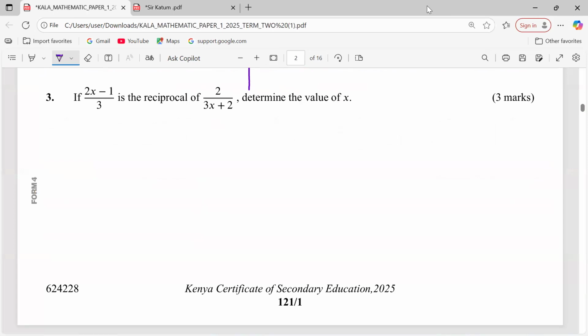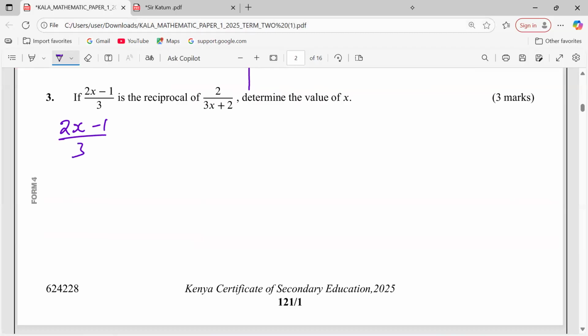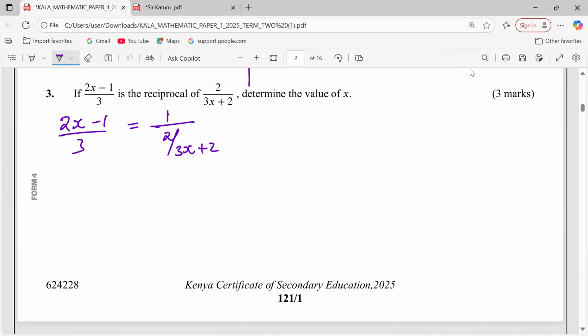Number 3. 2x minus 1 over 3 is the reciprocal of 2 divided by 3x plus 2. Determine the value of x. So this one, let me start just as it is. 2x minus 1 over 3 equals the reciprocal of, so 1 over whatever is given.